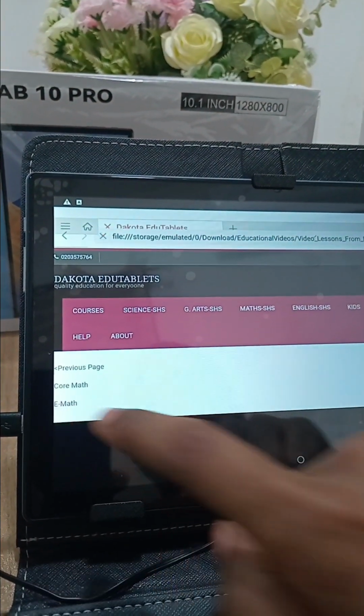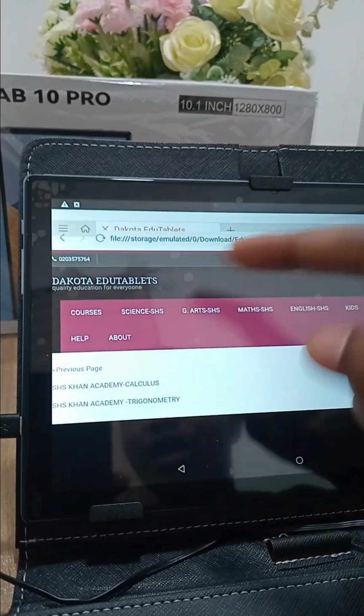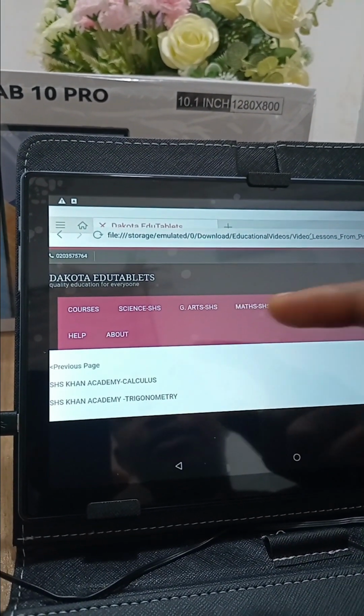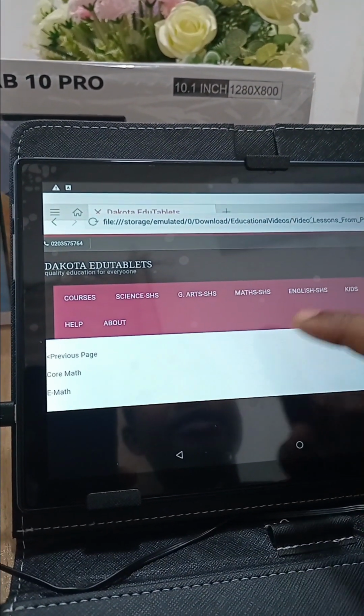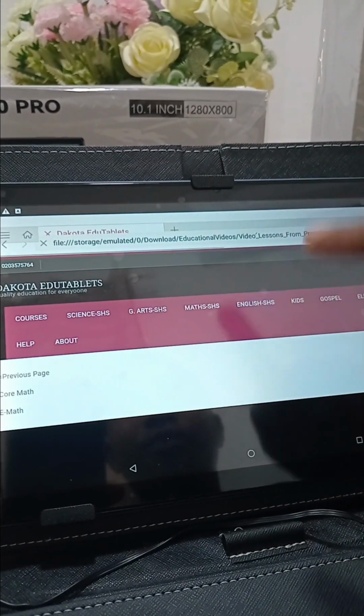So we are done with the core math. We come to the e-math as well. A lot, calculus, trigonometry. Calculus is one of the problematic courses that most students are afraid of. We have it more explained.